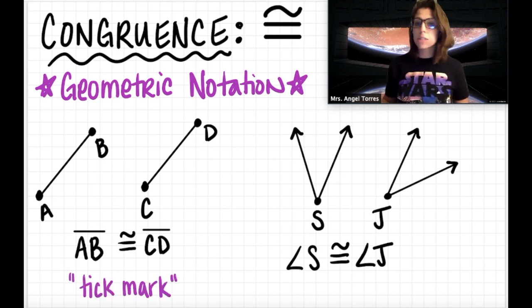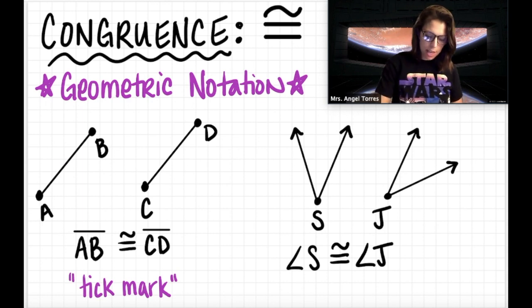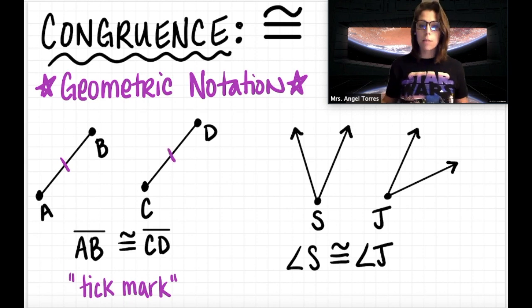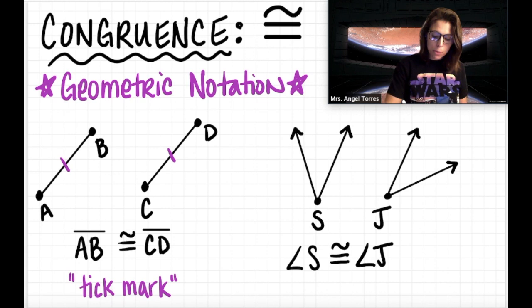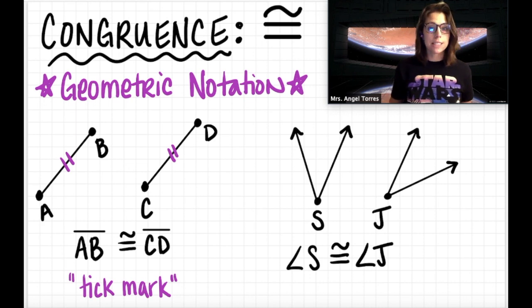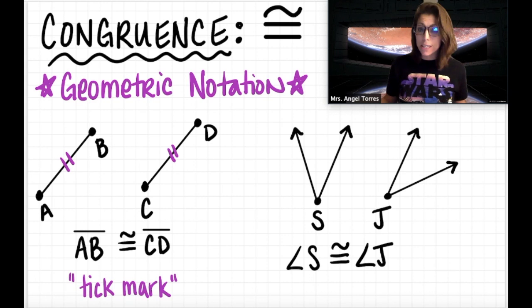Imagine a tick mark to be exactly what it sounds like, just drawing a little line through the middle of the segment. If I draw one tick mark on segment AB and one tick mark on segment CD, I have now shown that these two are congruent without having to put in any type of measure. I could also put 2 tick marks on segment AB, but then I would have to put 2 tick marks on segment CD. So not only do you use tick marks, but you have to use the same amount of tick marks to show that they are congruent.